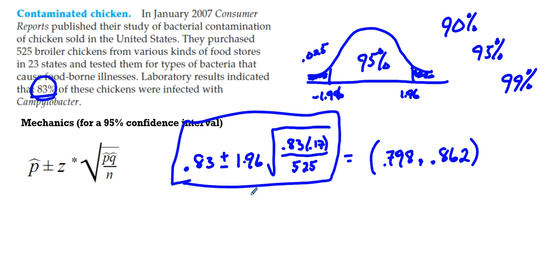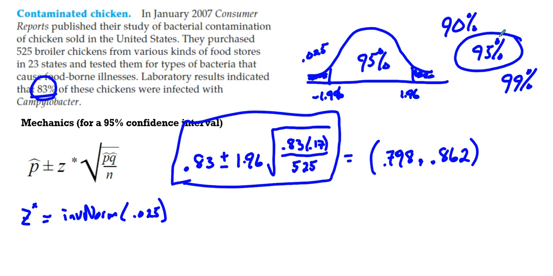And there's nothing to show where this came from. Most people just get it from technology. If you want, just say something like z equals inverse norm 0.025, or from tech, that's fine. That's where it came from. But there's not much work to be shown here. And if you are not given a confidence level, go with 95%. Just a happy medium, 95%. Right?